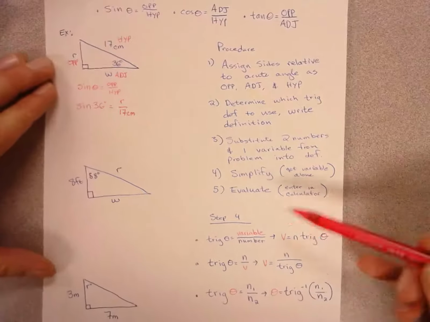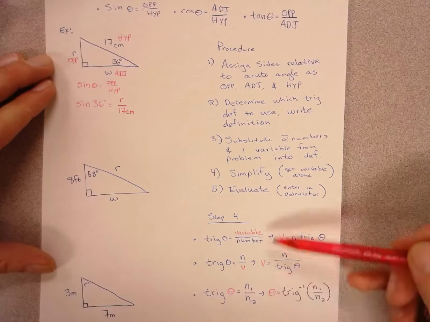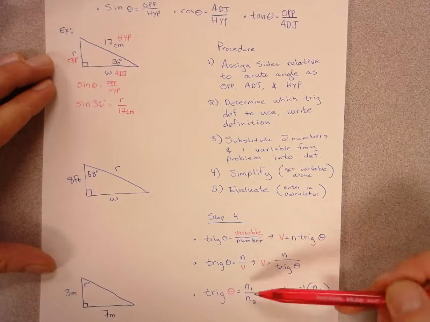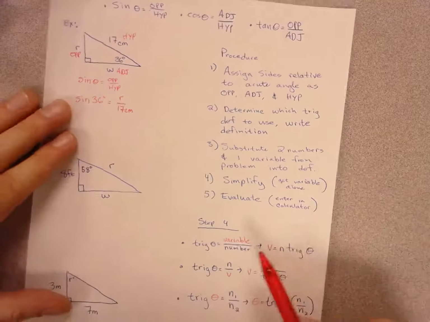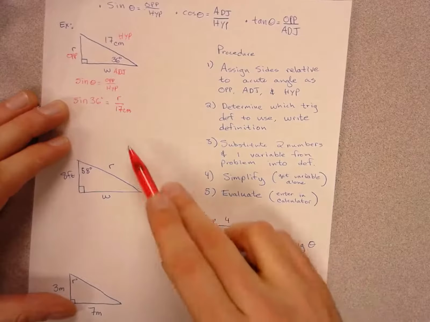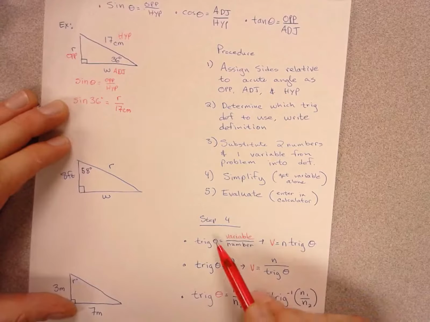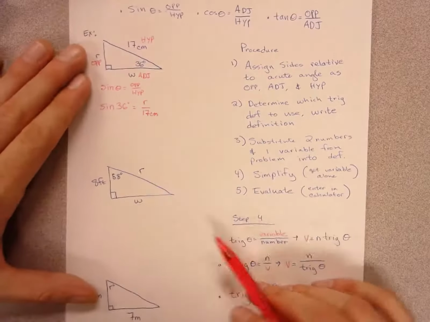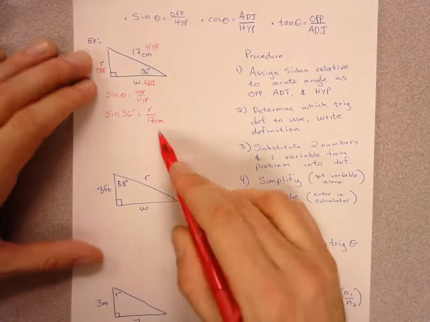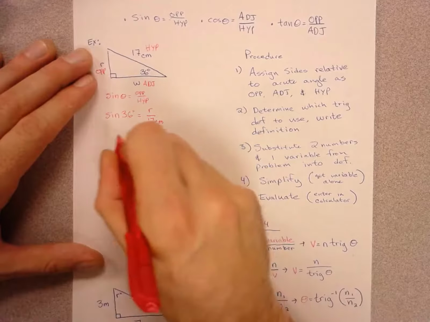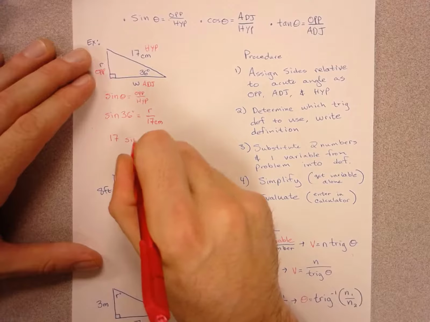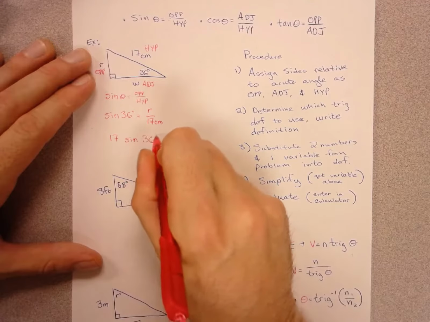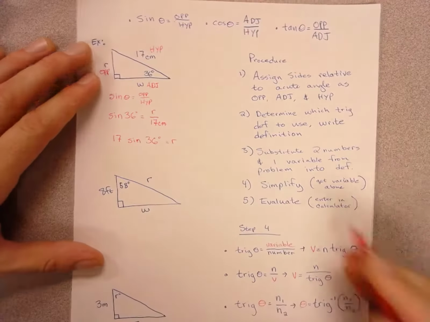Now, because there are three different numbers, there are three different versions of how to simplify these. The first case is when the variable is in the numerator and you know the angle and you know the denominator. In that case, we are going to just multiply both sides by the denominator to get the variable all by itself.